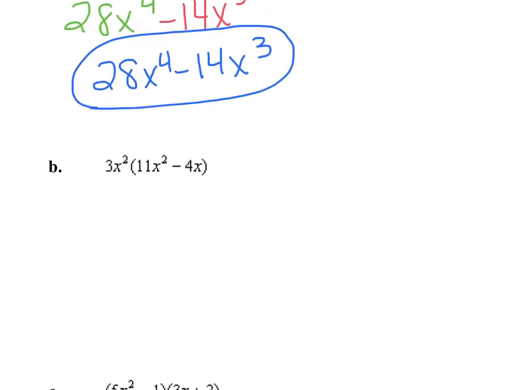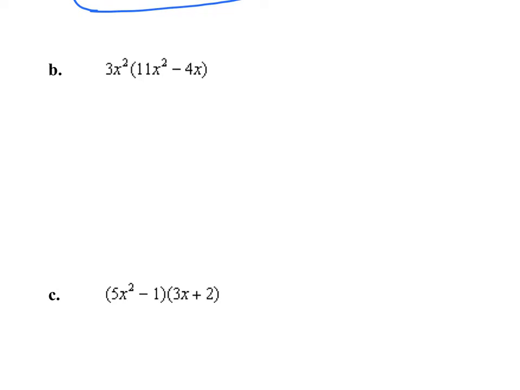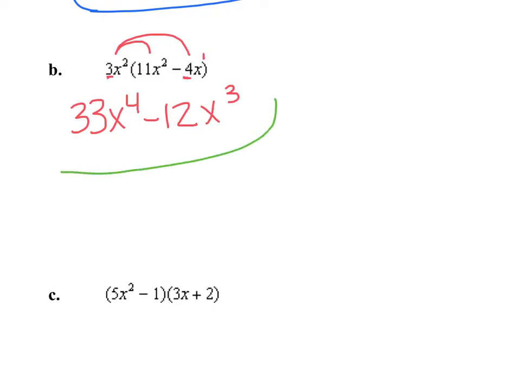Okay, the next one, 3x squared times 11x squared minus 4x. Again, we are going to go ahead and distribute. 3x squared times 11x squared would be 33x to the 4th. And then 3x squared times negative 4x, well, 3 times a negative 4 is negative 12. x to the second times x to the first, that would be x to the third power. And that would be our final answer.